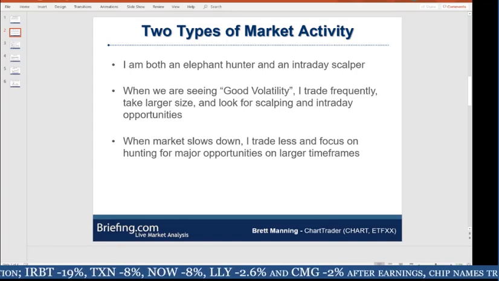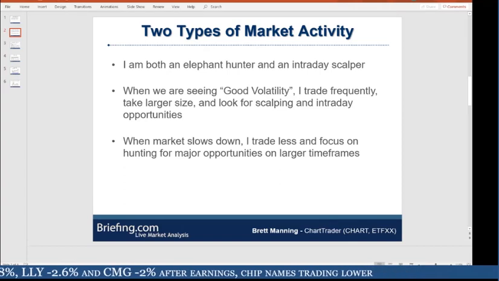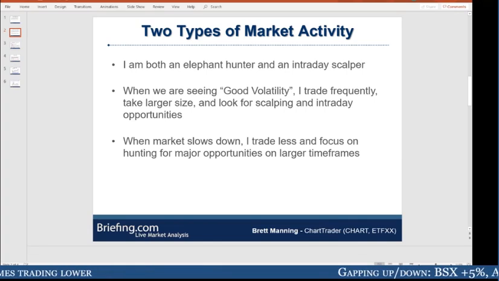All right, Brett, you had highlighted quote-unquote good volatility, and with that good volatility, you also have good setups. What is the structure of a good setup in your mind?